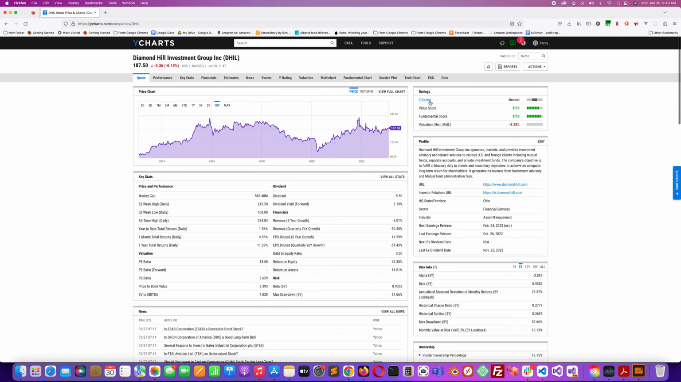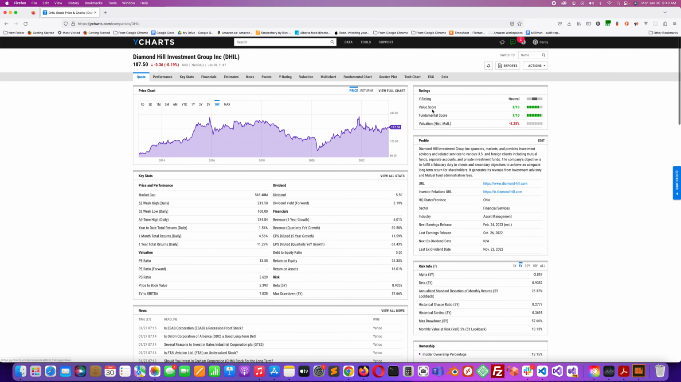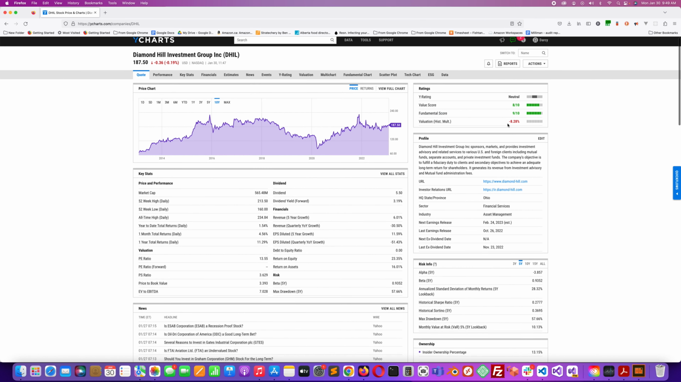According to YCharts, it's got a neutral rating. Its value score is 8 out of 10. Its fundamental score is 9 out of 10. And its valuation history is negative 8.28%. The market cap is $565 million. Dividend yield is 3.19%. The revenue 5-year growth is 6%. Revenue quarterly year-over-year is negative 30%. So it looks like it's not doing so well lately.